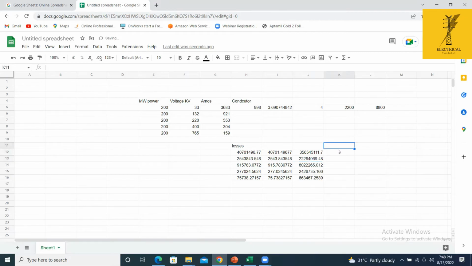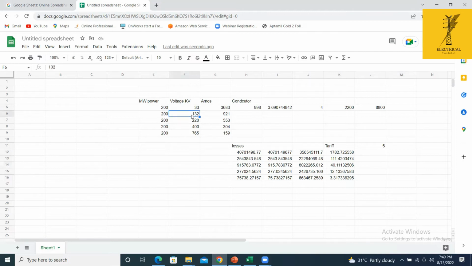Now the tariff will come. What is the tariff for your project? Let's suppose my tariff is 5 rupees per kilowatt-hour. Then what is the loss? Multiply into 5 and divide by 10 to the power 6 to convert into millions. So this is the loss. If I am sending 200 megawatt of power at 33 kV, I am losing 1782 million rupees.